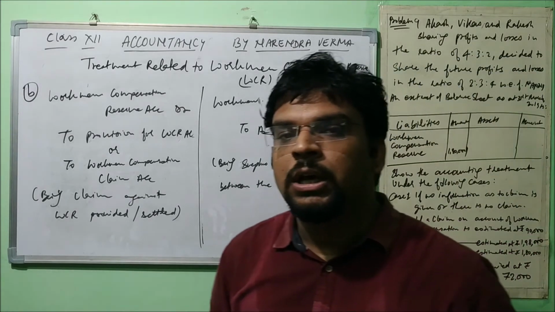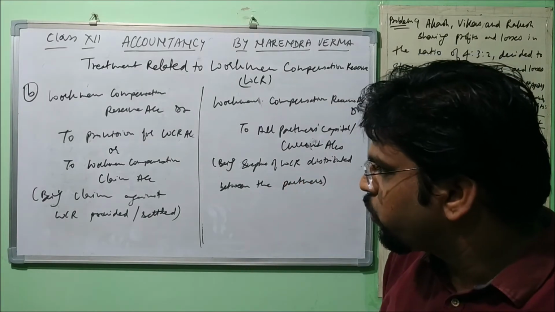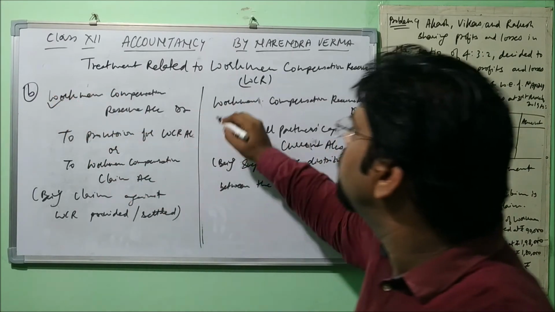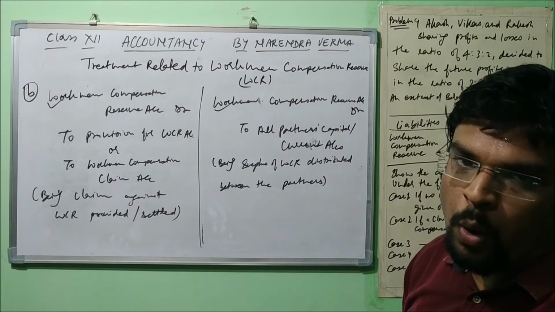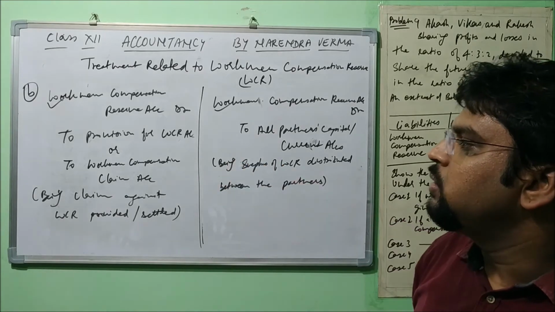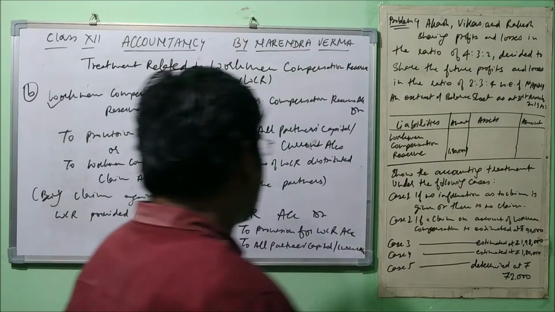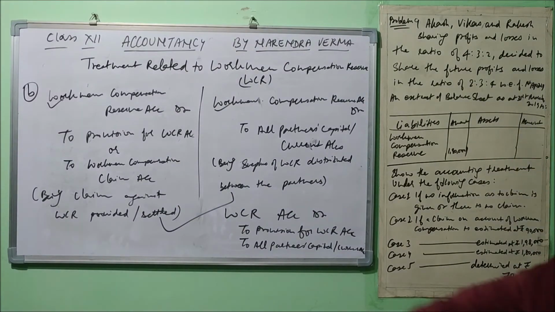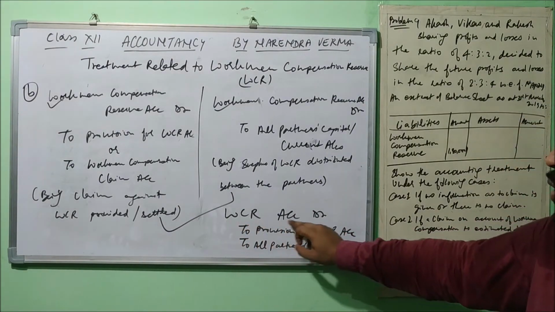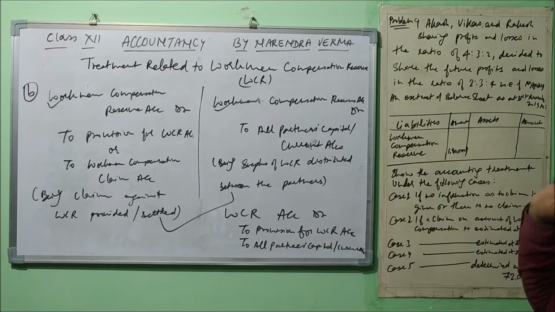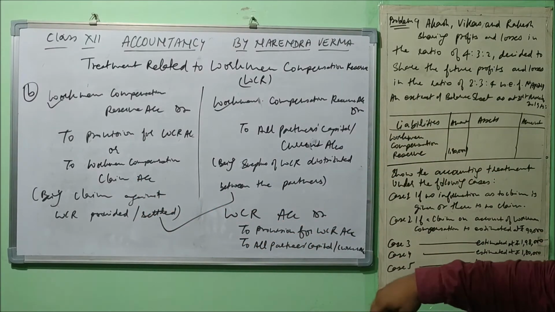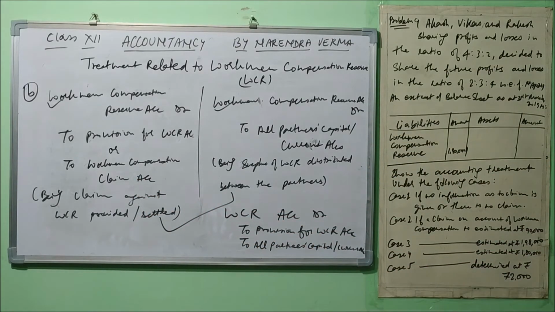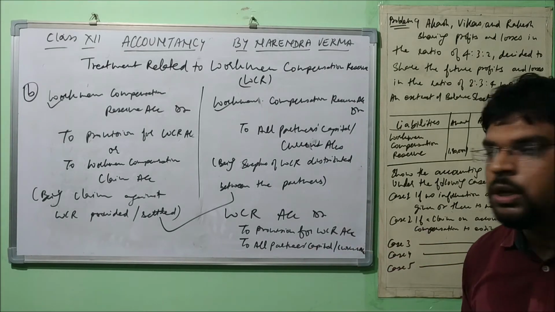Now let me tell you one thing, you can combine these two entries as well, right? Because in both cases you can see that WCR is debited. So we can debit the entire amount of WCR once and then credit these two things together. How? I will show you. So the combined entry can be passed here. Workmen Compensation Reserve account debit to provision for WCR account. If there is determination or acceptance, then claim will be there. Otherwise, it will go to all partners capital or current account. 50,000, 40,000, 10,000. That will be distributed between the partners. Understood?